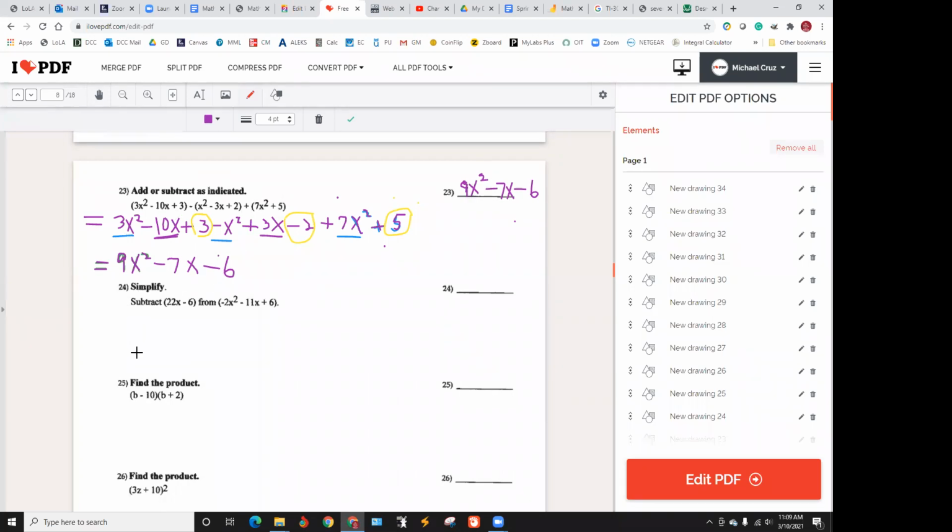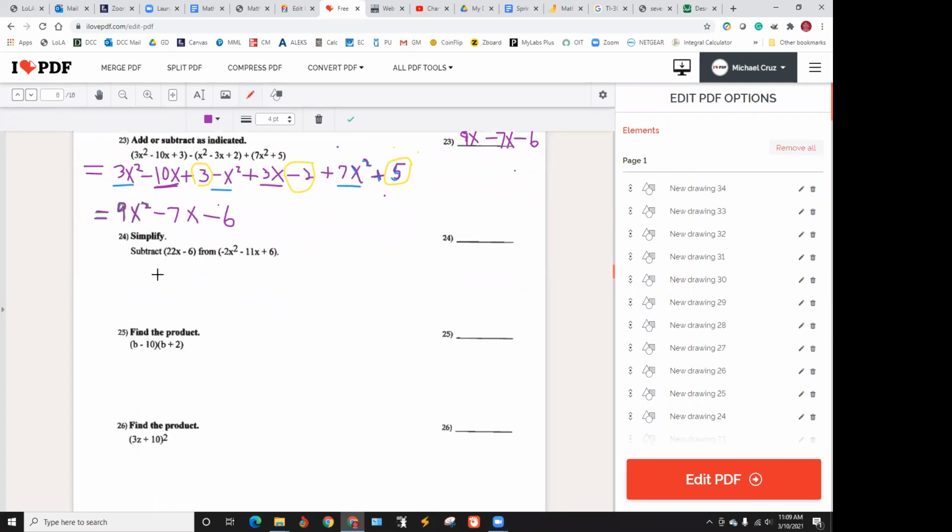All right, now we got to watch out when something says subtract. It's implied that this binomial is being taken away from that one. So we put this one first.